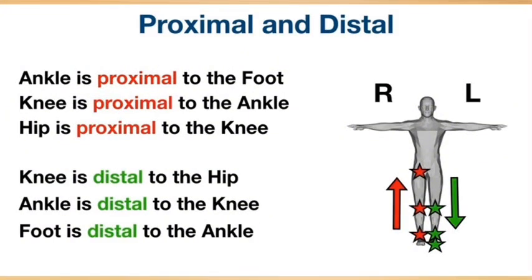So the same thing here, the ankle is proximal to the foot. This is the ankle, this is the foot. The ankle is proximal to the foot because that's closest to the trunk. The same way the knee is proximal to the ankle, the same way the hip is proximal to the knee.